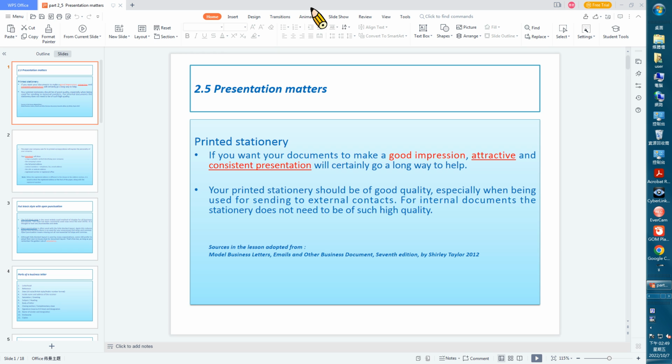If you want your documents to make a good impression, attractive and consistent presentation will certainly go a long way to help. Your printed stationery should be of good quality, especially when being used for sending to external contacts. For internal documents, the stationery does not need to be of such high quality.